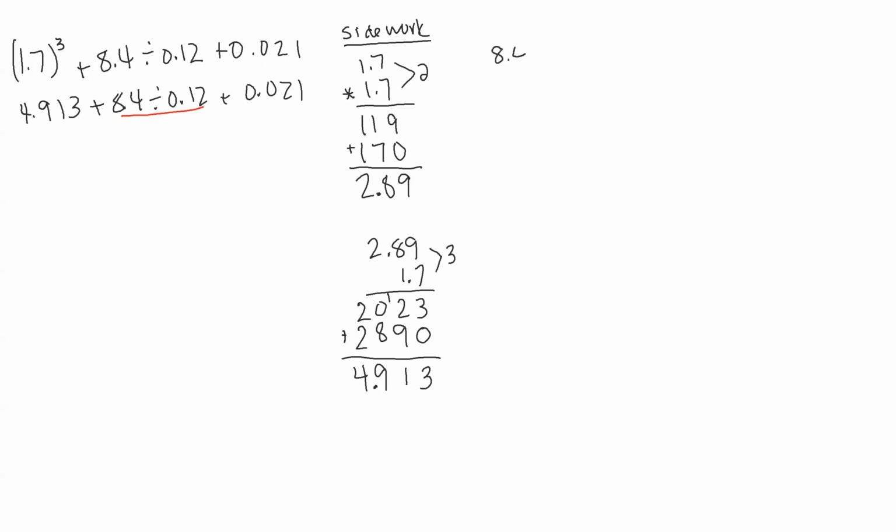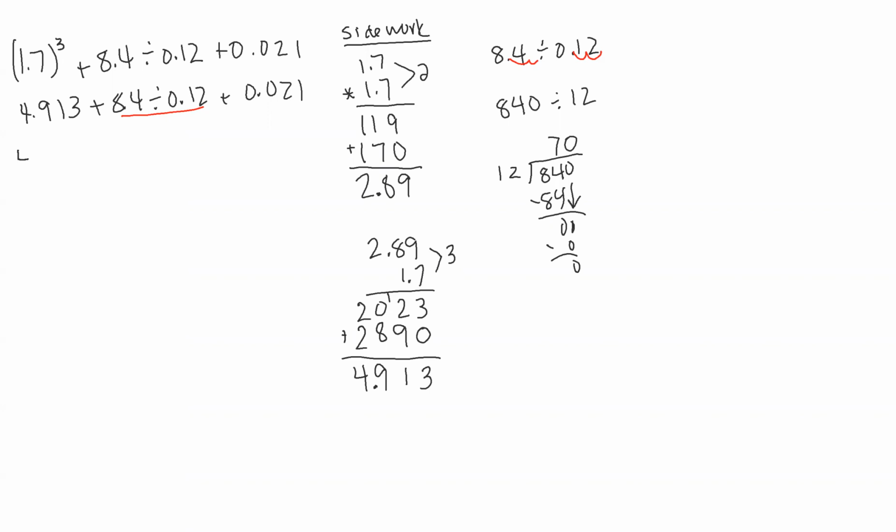So I have 8.4 divided by 0.12. Now my divisor is a decimal. I don't like that. So I need to move my decimal 2 times, and I need to do the same thing with my dividend. So this is really going to convert to 840 divided by 12. So we convert to long division. Now 12 times 6 is 72. So then 12 more would be 84. So that tells me 12 goes into 84 7 times. 7 times 12 is 84. I drop down the 0. 12 goes into 0 0 times.